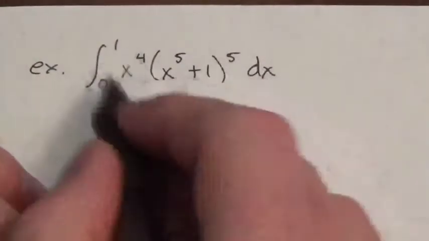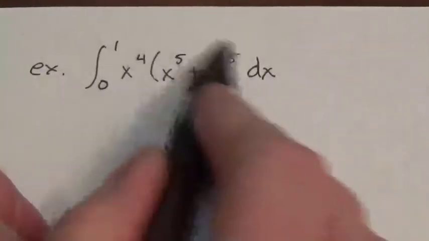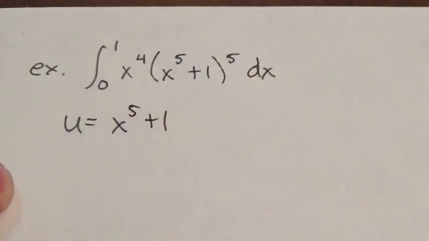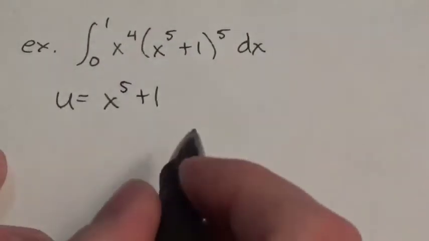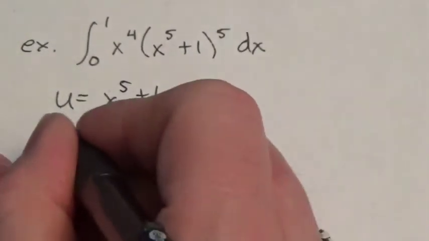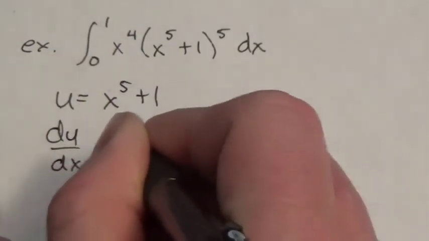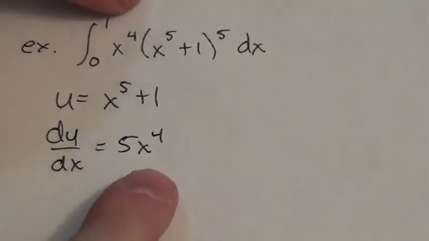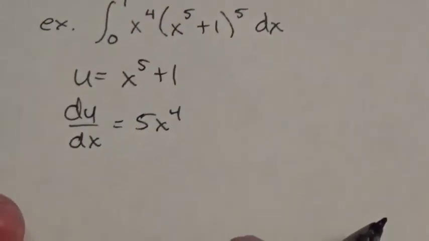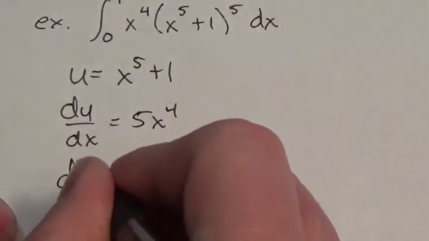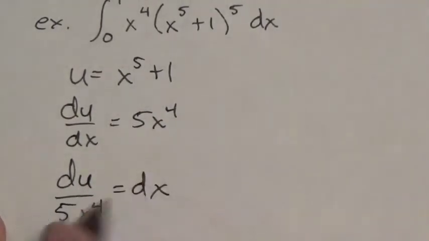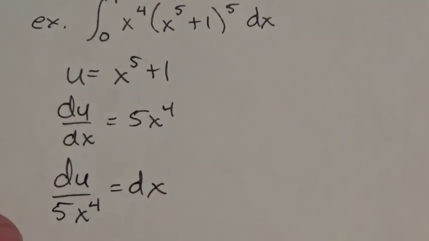This one, there's nothing really special going on here. Again, I've got a composition of functions, and my inner function is this x to the 5th plus 1. So I'm going to make that substitution here. But I want to change my differential so that I am taking the antiderivative with respect to u. So du by dx is going to equal 5x to the 4th. Well, I love that, because I can see a connection there, and that's going to cancel. I will solve for dx. So du over 5x to the 4th is dx.